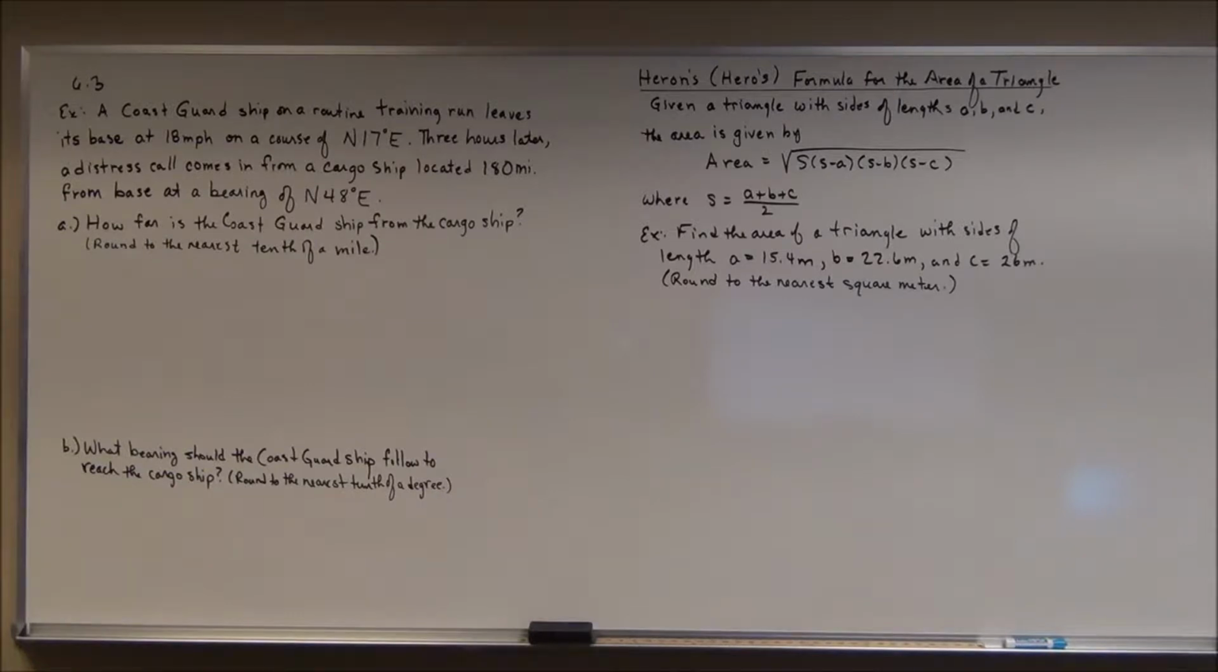And we're to determine two things. First, we're going to find out how far the Coast Guard ship is from the cargo ship, assuming we're talking about when it receives the distress call. And we're going to round it to the nearest tenth of a mile. We'll look at the second part in just a minute here.